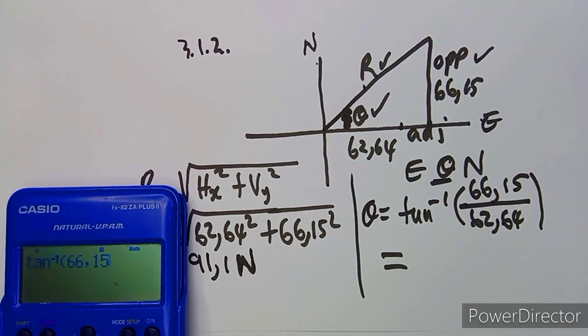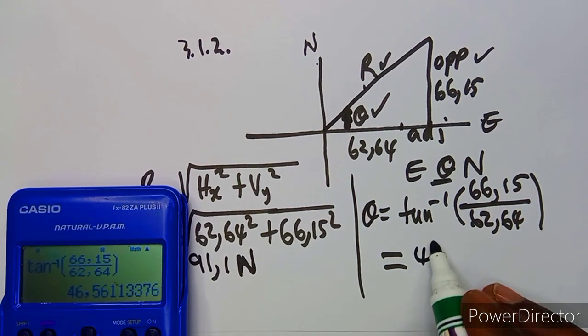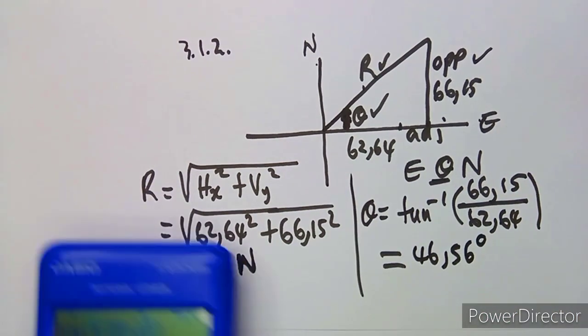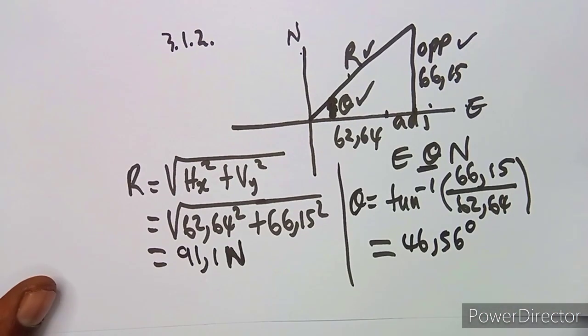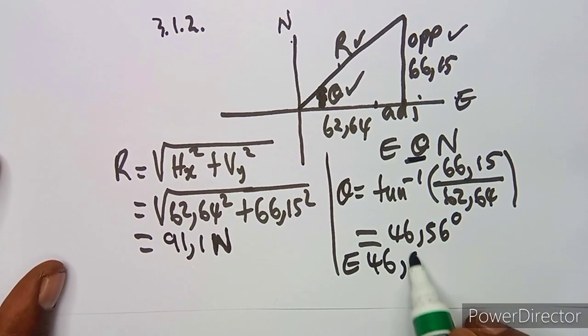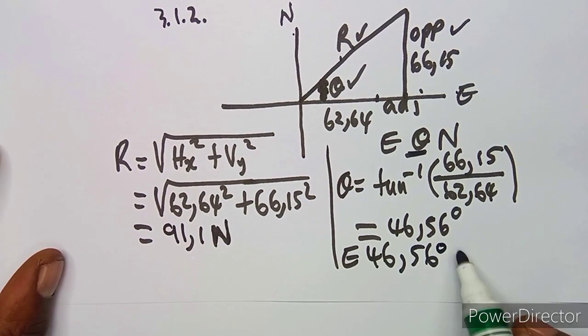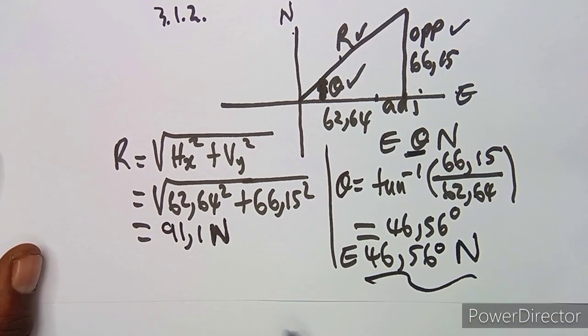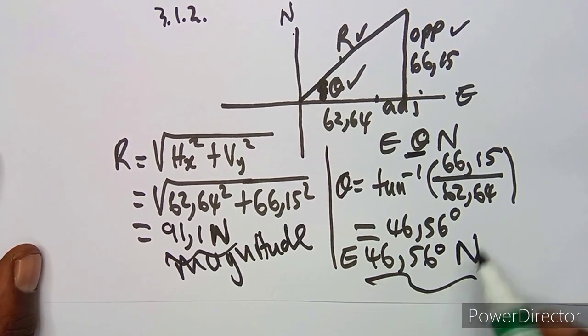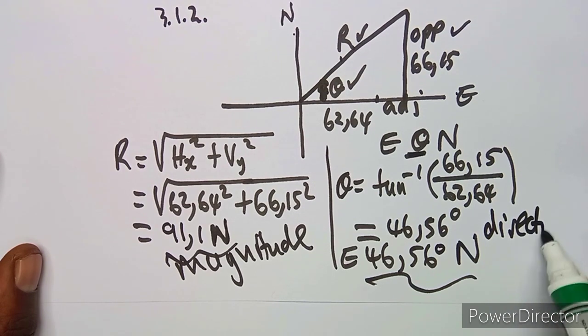So it's 66,15 over 62,64. So we are going to obtain 46,56 degrees. Okay, so like I was saying, the direction is east, the angle of 46,56 degrees to the north. Okay, so this is going to be the direction. So this is the magnitude, and this is the direction.